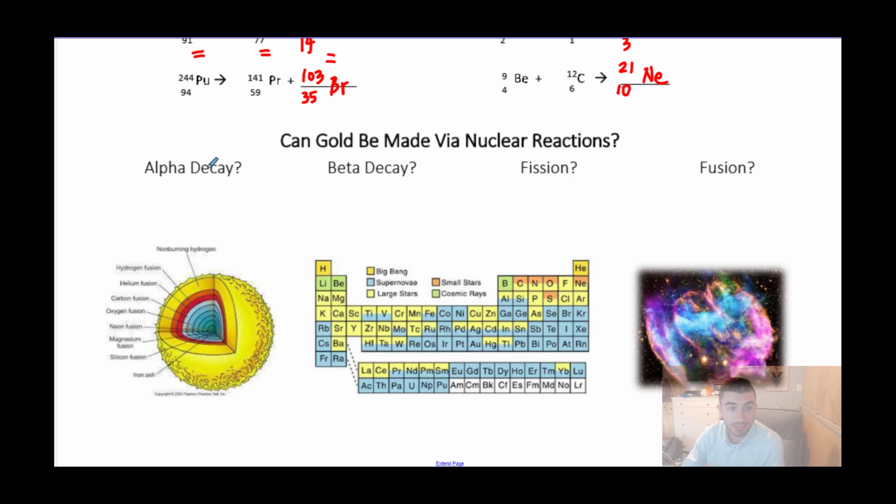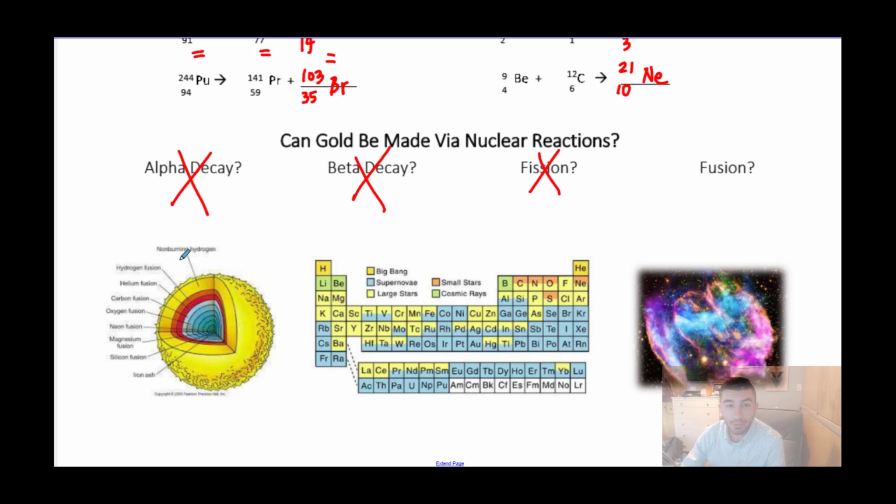Alpha decay, we said in class, was a no-go, because the isotope that would have to undergo alpha decay to turn into gold does not exist in nature. Same thing with beta decay. The isotope that would have to undergo beta decay to turn into gold, non-existent in nature.